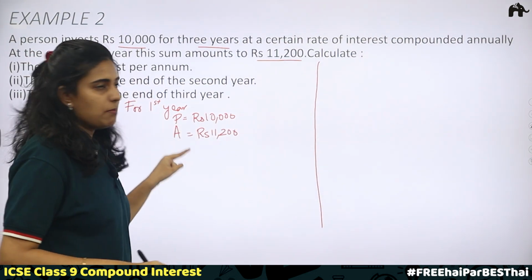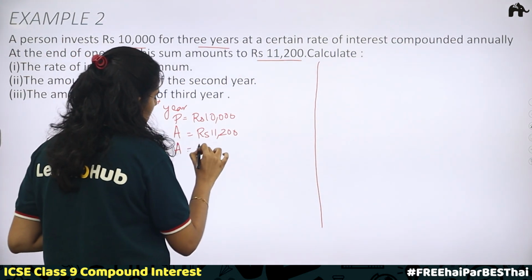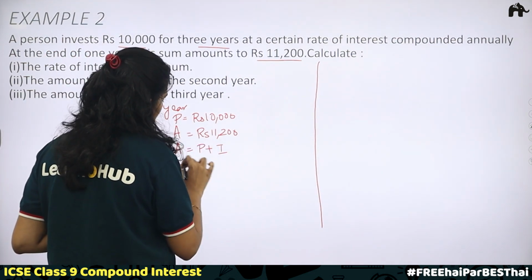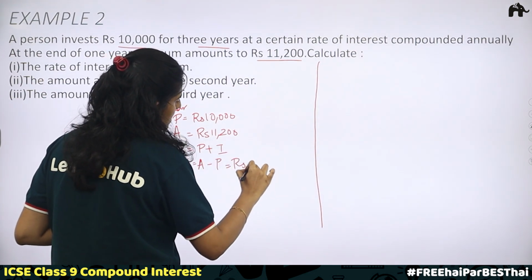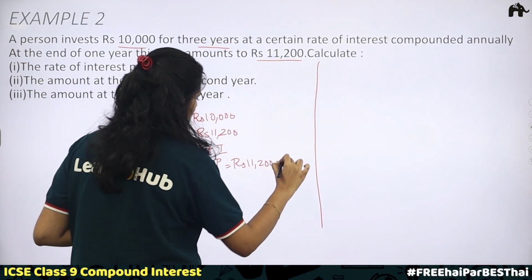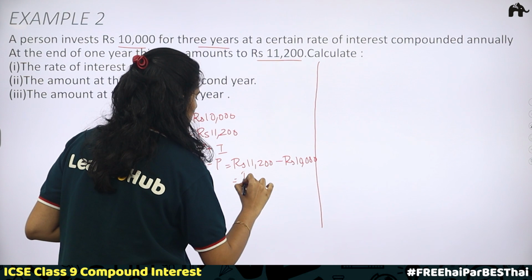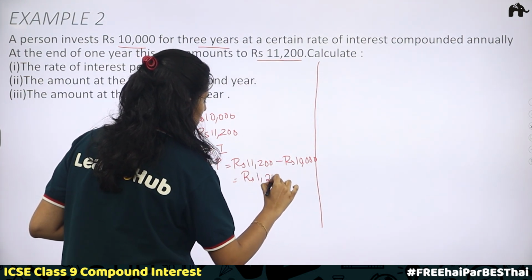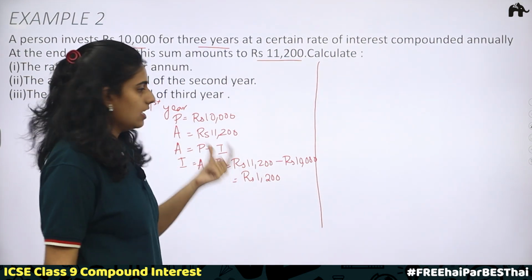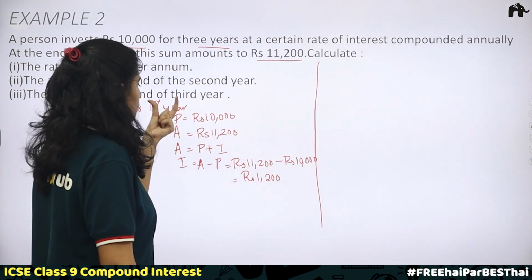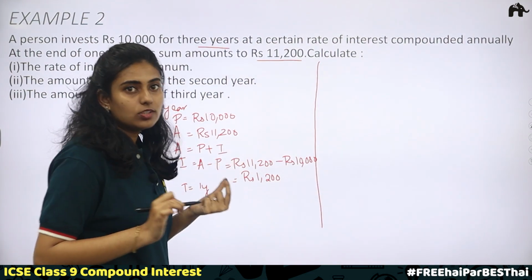Okay, we know the amount, we know the principal. We can calculate what the interest is. We have amount is equal to principal plus interest. Then interest will be amount minus principal. Here, rupees 11,200 minus rupees 10,000, and that is equal to rupees 1,200. Okay, 1,200 is the interest. Now we know the interest. So we are calculating for the first year. Time will be equal to 1 year. Now we can find what the rate of interest is.